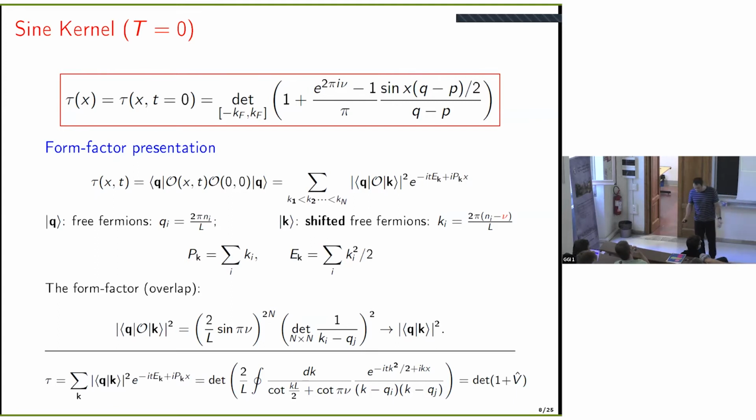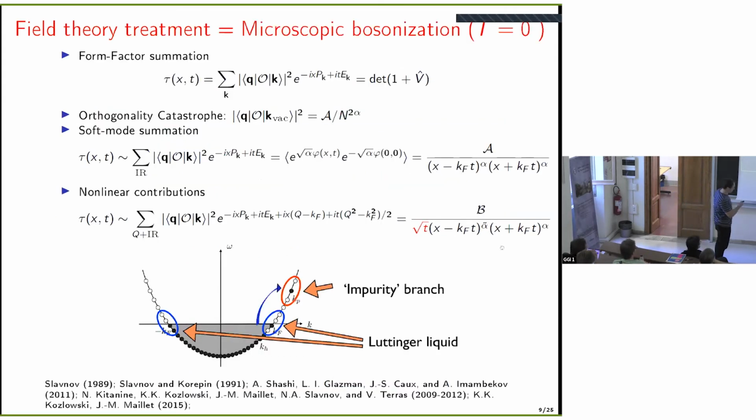Because the typical way to deal with this problem, with these determinants, is to solve a Riemann-Hilbert problem, to formulate it on the interval from minus k_F to k_F, and then use some approximation. So normally it's a very complicated business. But here we'll use a more physical approach.